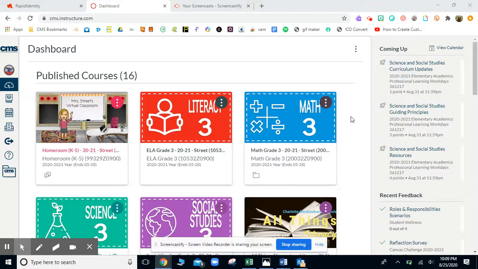This time we're going to take a look at what the math course looks like. So let's go straight into their math course. Remember, you can probably also get to it through the homeroom, but the students should also just click right into their math course for the Canvas lessons.